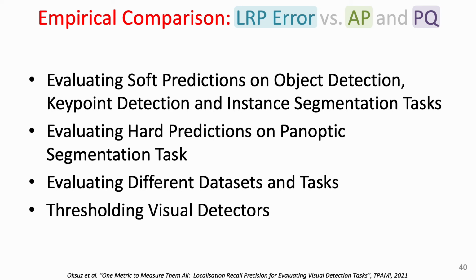And if you are interested in more comprehensive results and analysis, you can check out our paper. In our paper, nearly 100 state-of-the-art visual detectors from 7 visual detection tasks using 10 different datasets are used to empirically show that LRP error provides richer and more discriminative information than its counterparts.